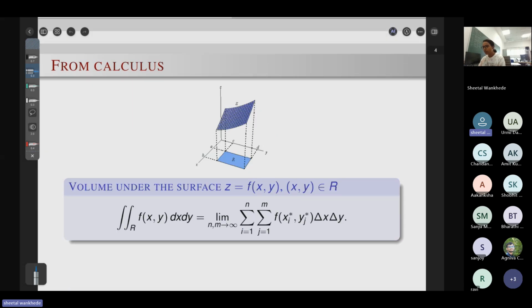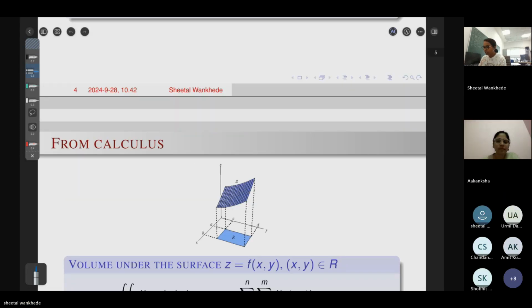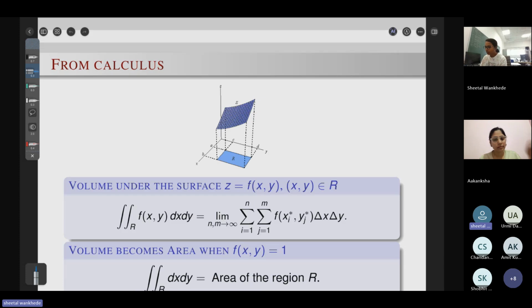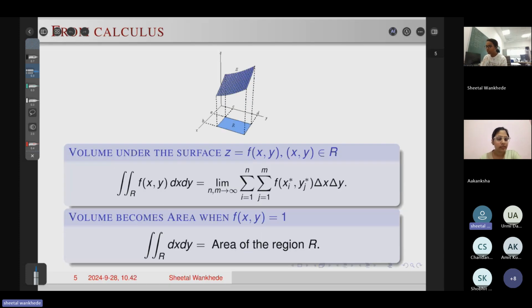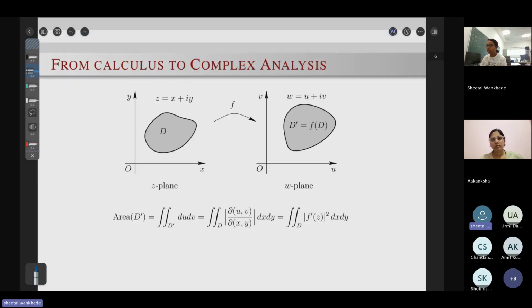Next we move from R to R squared. Now we need to find the volume under this surface, which is given by this integral, which is nothing but this summation. Same here: when f of x y is equal to 1, this integral gives the area of this region R. Next, our aim is to move from calculus to complex analysis.